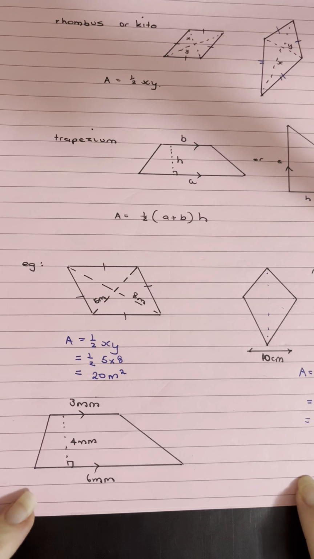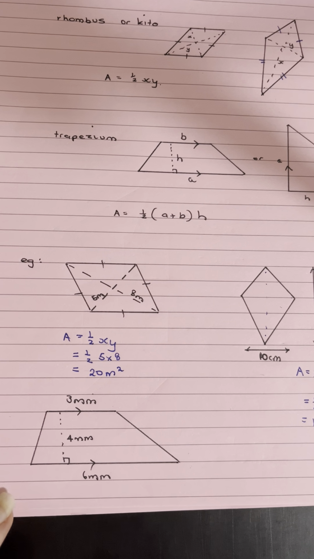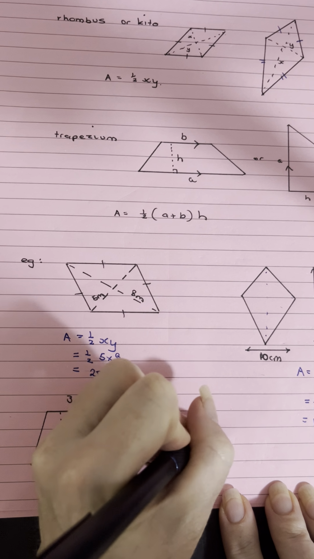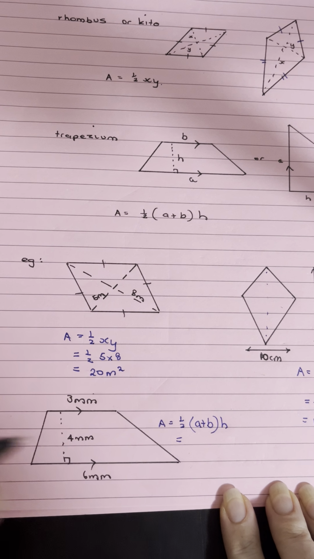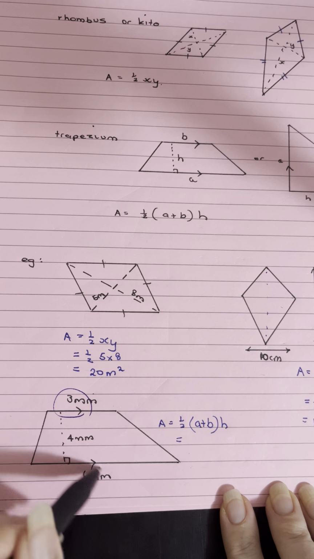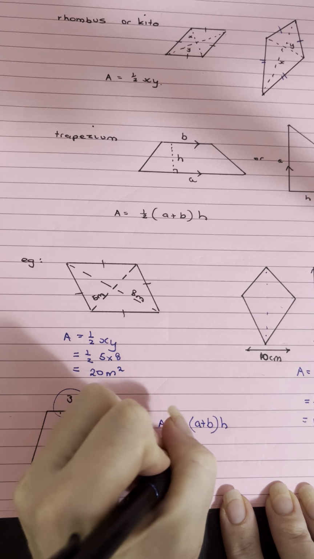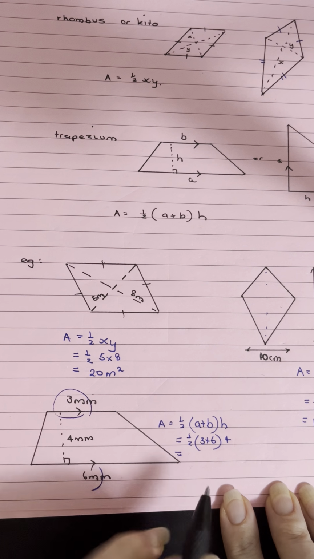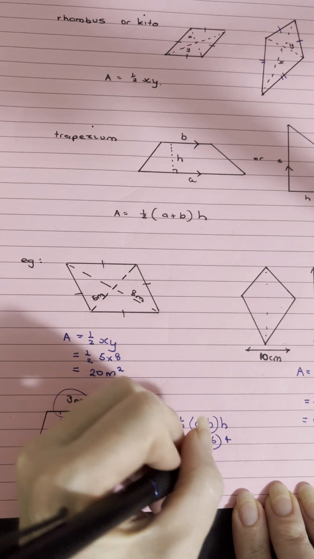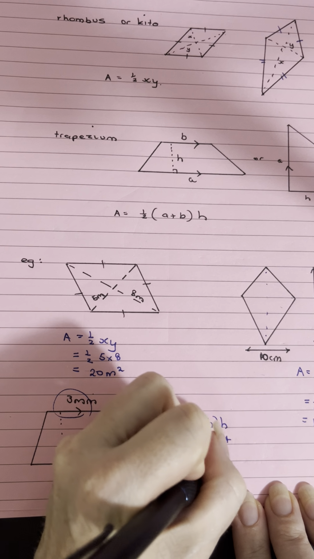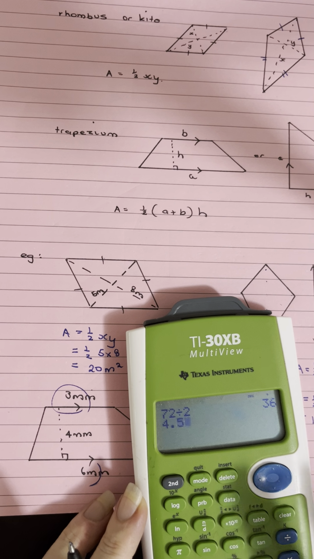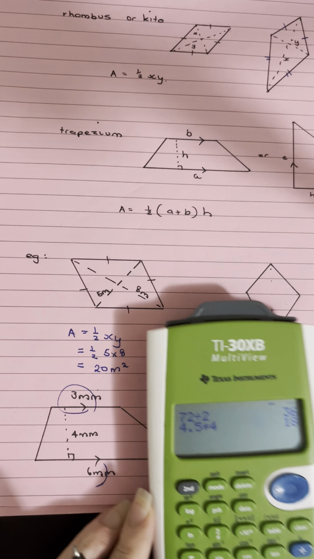The last one we've got over here is our trapezium. So we're going to use our area is equal to a half of a plus b times the height. So our a and b are those parallel sides. So we've got a half of 3 plus 6, and we're multiplying that by 4. Now 3 plus 6 is 9, a half of 9 is 4.5. We're multiplying that by 4, so 4.5 times 4 is equal to 18.